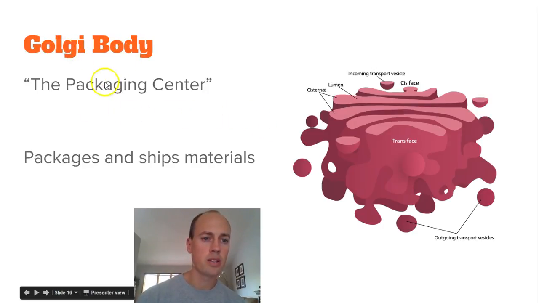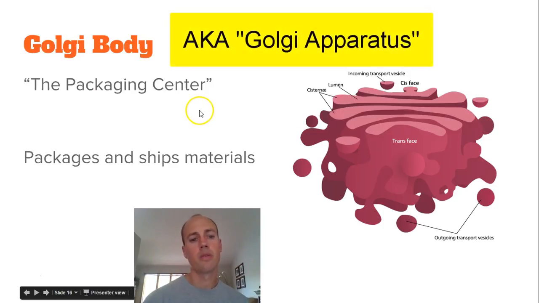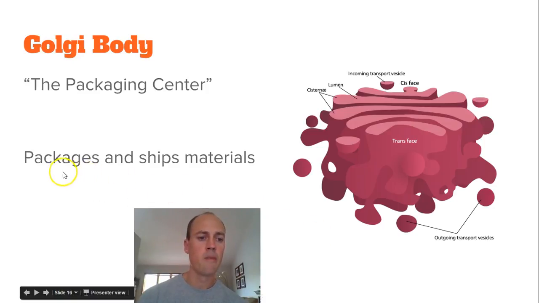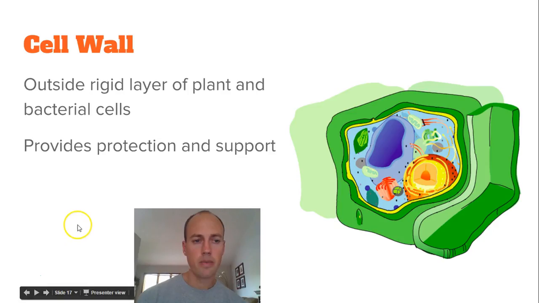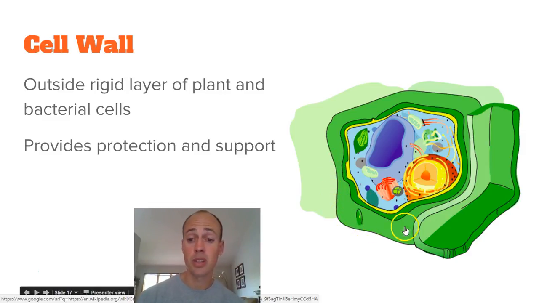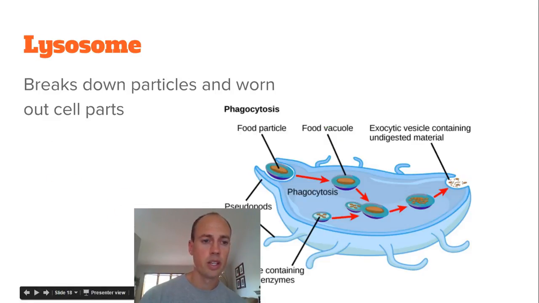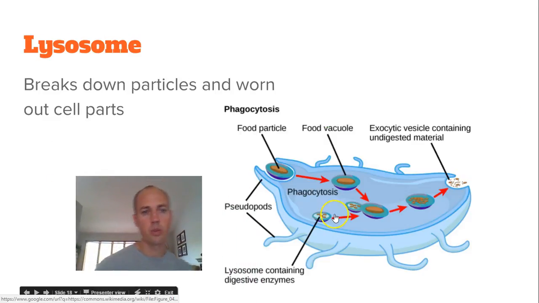The Golgi body is the packaging center for cells. It's good at making membranes for things to travel through and be protected by. It packages and ships materials throughout the cell. Alright, I spoke of the cell wall a little bit before, but that's the outside rigid layer of plant and bacterial cells. Animal cells do not have a cell wall, and it provides protection and support to make plants and bacteria stronger.